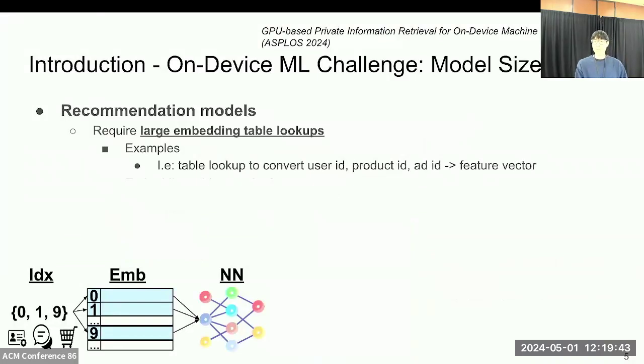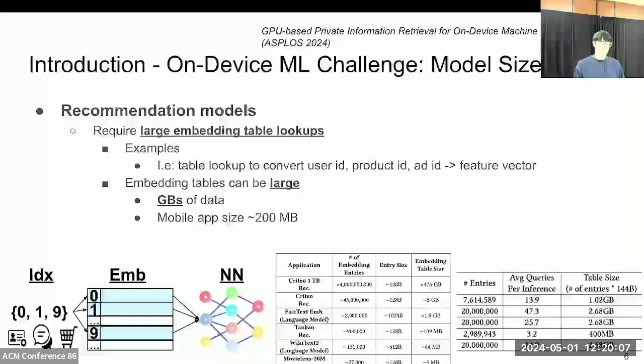Particularly in the case of recommendation models, which are very crucial to companies like Meta or Google. Recommendation models require the use of very large embedding tables, which are used to map categorical features like user ID, product ID, or ad ID to numerical features, which are then used as inputs to the neural network for ad recommendation.